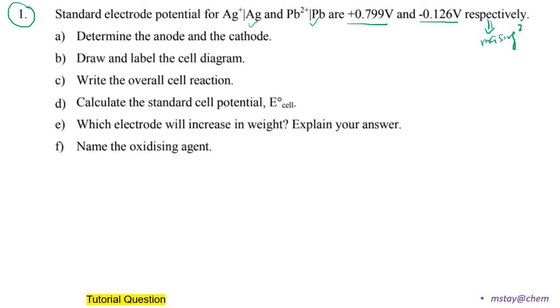Determine the anode and also the cathode. As we know, the cathode always has the more positive electrode potential. So the cathode is silver, which is correct. If you write silver plus, silver, then this is wrong. Basically, this notation is considered a half cell. So the anode will automatically be the lead.